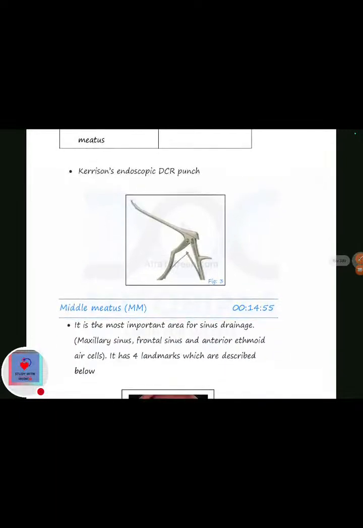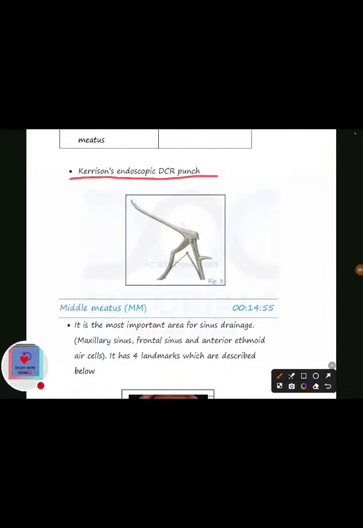Okay. This is the Kerrison's endoscopic DCR punch. Kerrison's.